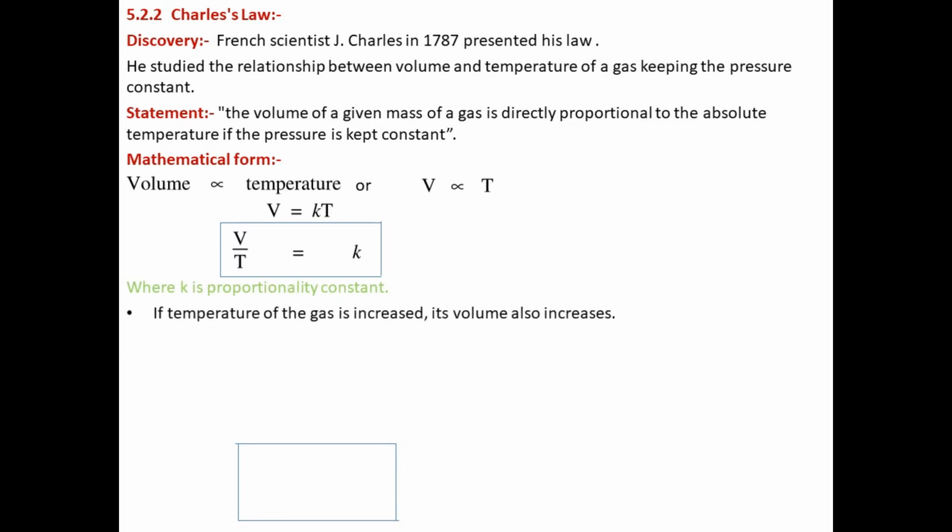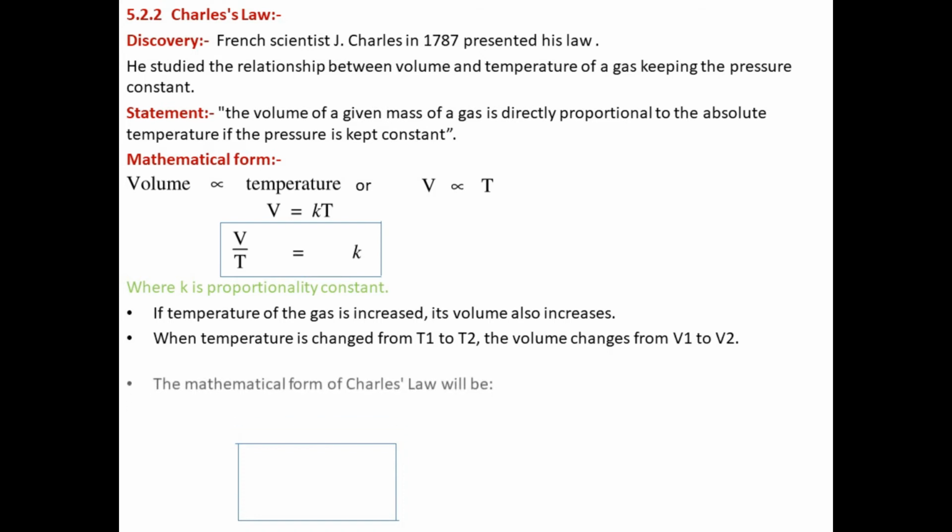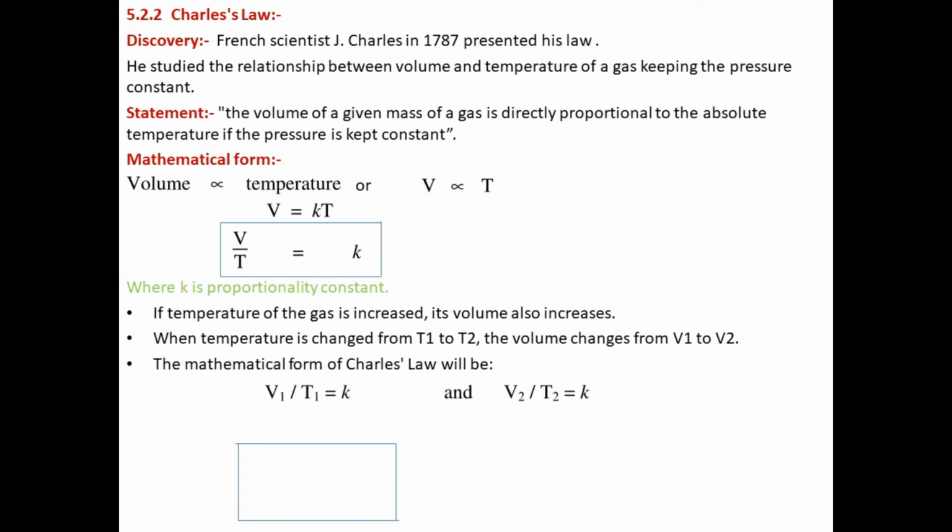If the temperature of a gas is increased, its volume also increases. When temperature is changed from T1 to T2, the volume of gas will change from V1 to V2. The mathematical form of Charles's law then becomes V1 over T1 is equal to K and V2 over T2 is equal to K. As both equations have the same value of constant, their variables are also equal to each other. And we can write the equation in this way: V1 over T1 is equal to V2 over T2.